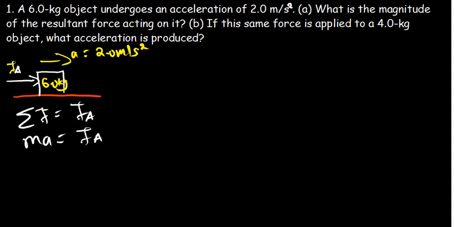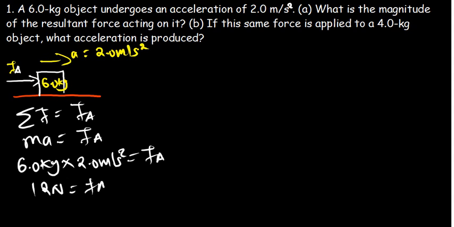Okay, I know the mass. The mass is 6.0 kg times, I know the acceleration, 2.0 meters per second squared. I have my applied force. So if I get my calculator and punch it in, I'll be able to get 12 newtons. That will be my applied force. So this is the answer for part A.